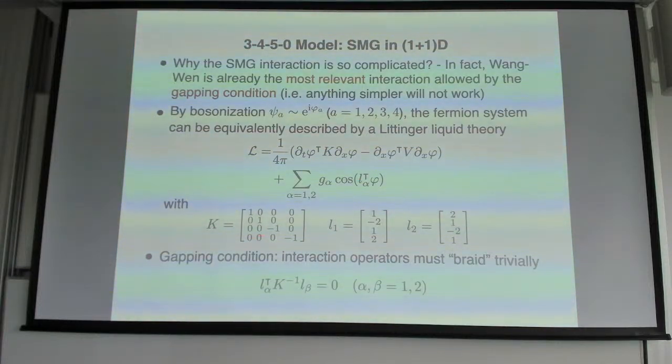And the gapping condition in this system turns out to be this equation. You need to satisfy this equation. You can't arbitrarily write down this cosine. If you do that, then gapping is not ensured. But if you satisfy this equation, gapping is ensured.